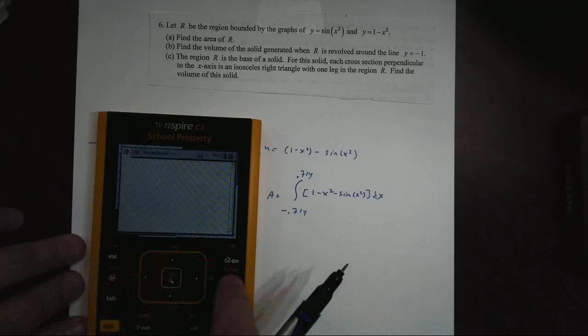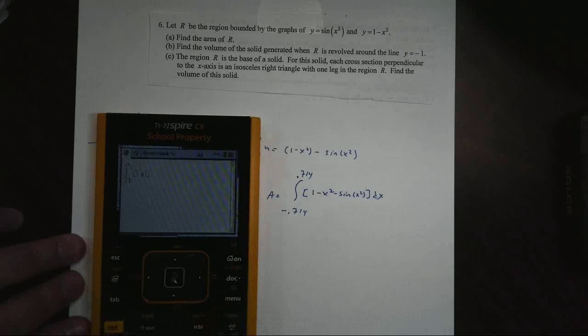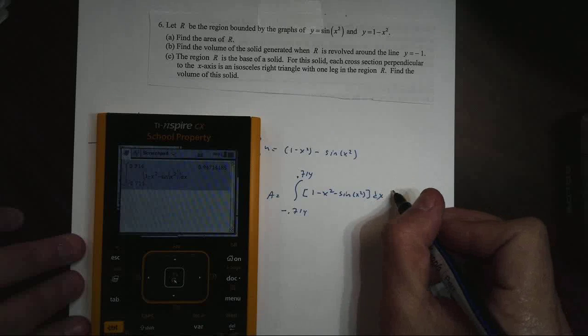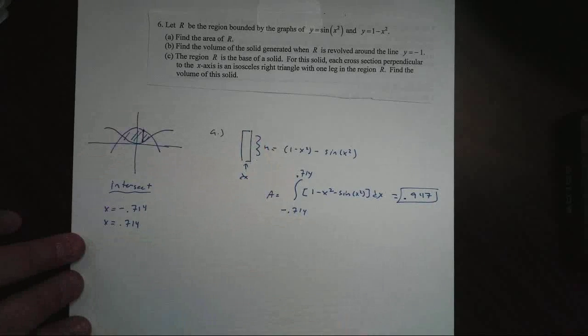I'm just going to go to the home screen and go Menu, 4-2, just using the calculator here, from negative 0.714 to positive 0.714, and I integrate that, plug in my integral, 1 minus x squared minus the sine of x squared and dx. Hit enter, and I get 0.947. Very nice to do.